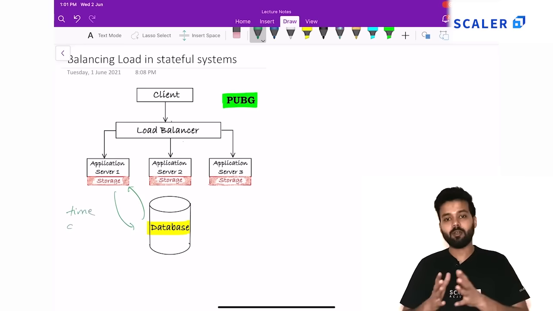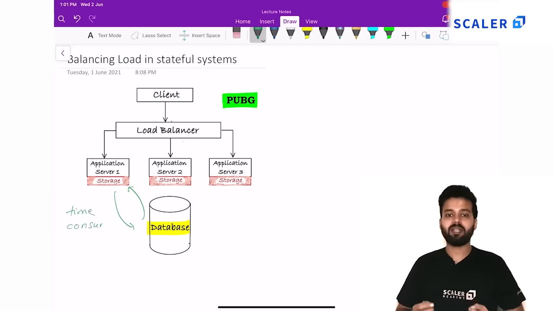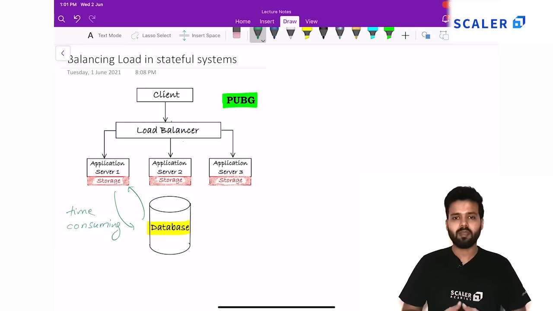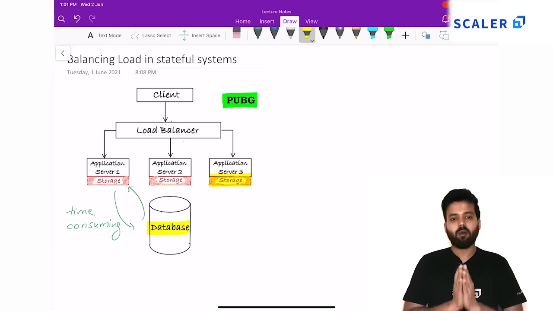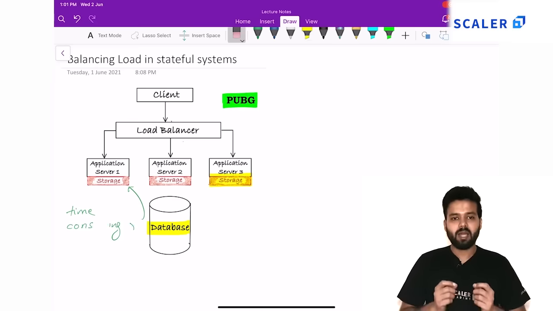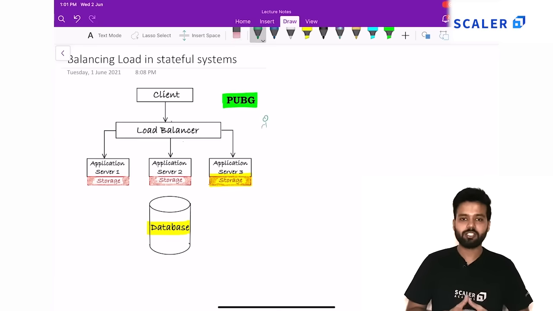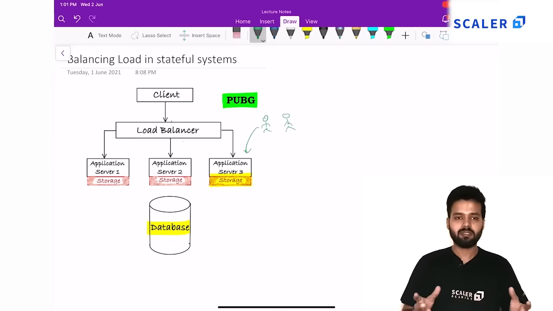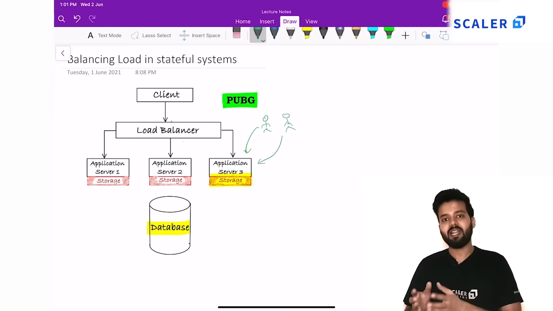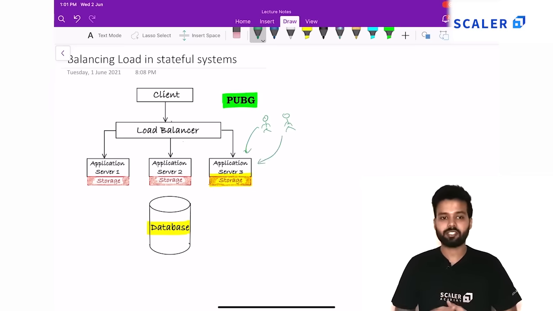And this is an IO call, a network IO call, which will waste a lot of time. Hence, it is critical to store this information in the application server itself. Now, in order for a match to work seamlessly, all players of a particular match must be routed to the same application server. Else, they won't be able to find the relevant data for that particular match.